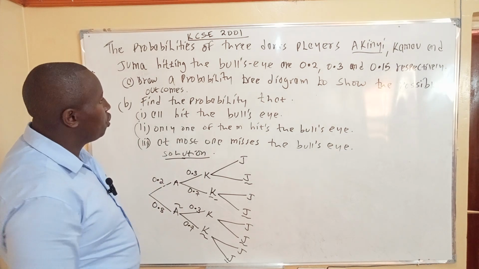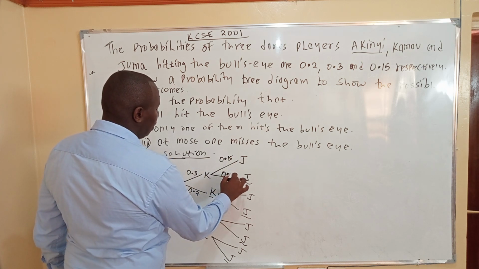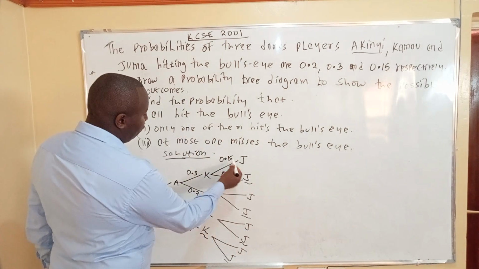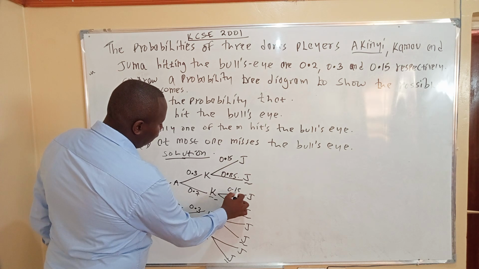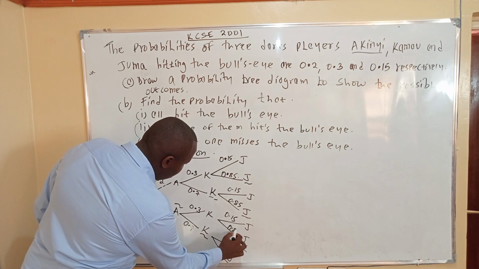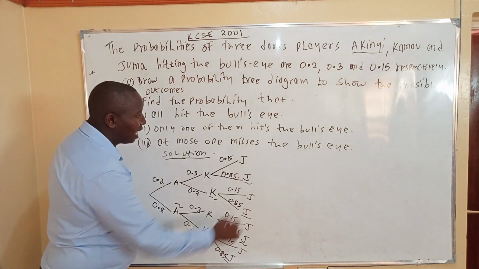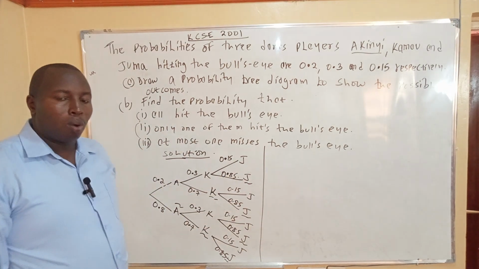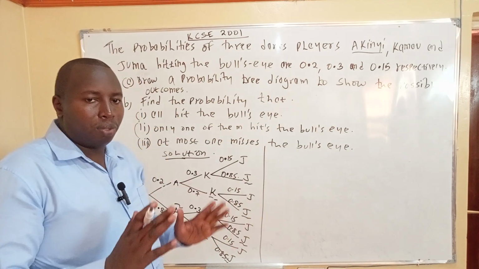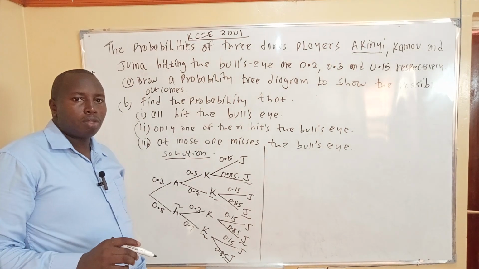So therefore, Juma hitting the bull's eye is 0.15. Not hitting automatically is 0.85. So that when you add the two probabilities, it should equal 1. So 0.15 and 0.85 on each branch. And that is a tree diagram. We started with Akinyi, then Kamau and Juma. You can start with either, but let's start with Akinyi, Kamau, and Juma. We have drawn the tree diagram.